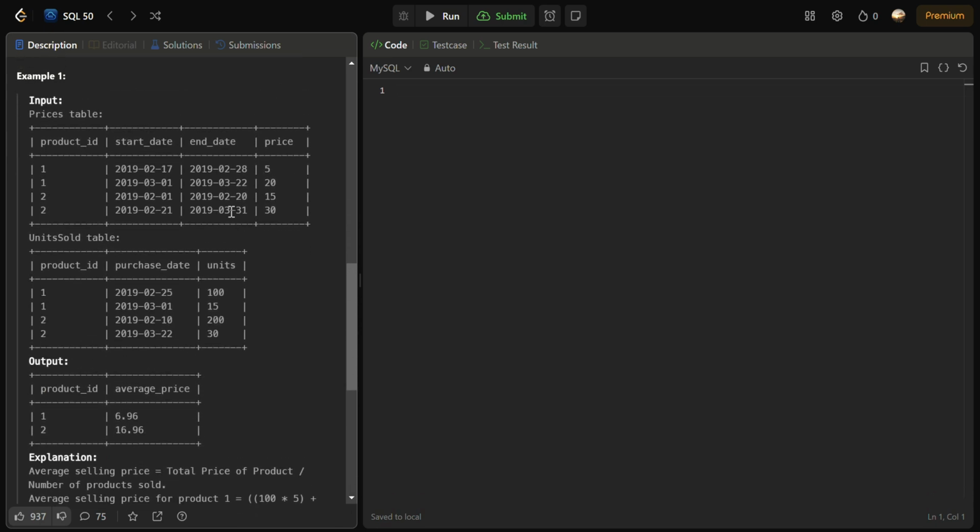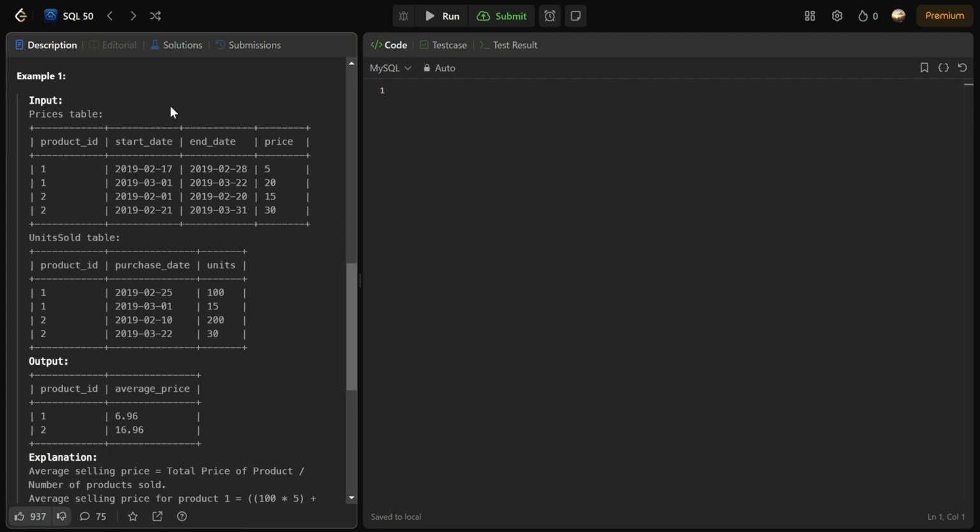Okay, so let me give you an understanding of this problem with this example. If you consider this price table, we have two products with the product ID 1 and 2, and here the February month and March month time frame prices are given. For product ID 1, the February month price is 5 and the March month price is 20. Similarly for the second product ID, we have the corresponding prices as 15 and 30.